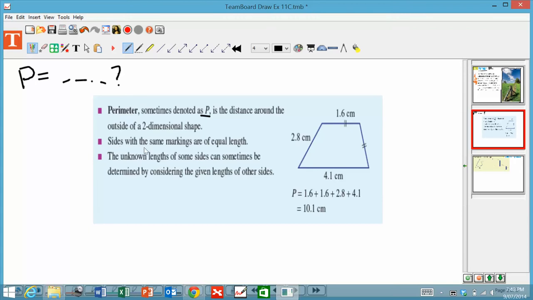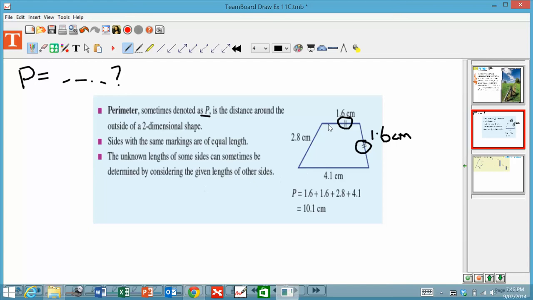Sides with the same markings are of equal length. So if you see here the 2 little dashes around here and the 2 little dashes around there, it means they are the same length. So if that is 1.6 centimeters, this length with the same markings is also 1.6 centimeters. The unknown lengths of some sides can sometimes be determined by considering the given lengths of other sides, and on the next slide we'll show an example where we are missing some side lengths and we've got to calculate them before we can find the perimeter.